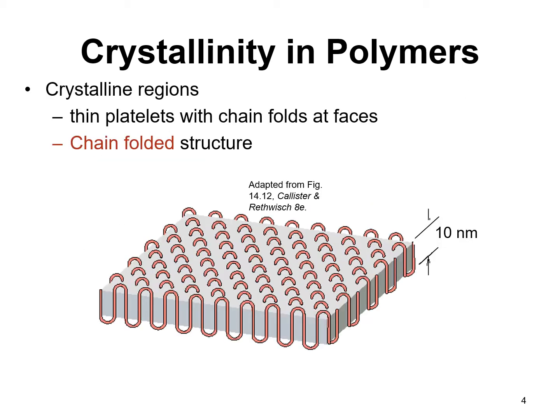This example shows the crystalline region in polymers. We can observe thin platelets with chain folds at the faces of these crystalline polymers, and the chains are folded together in this structure.